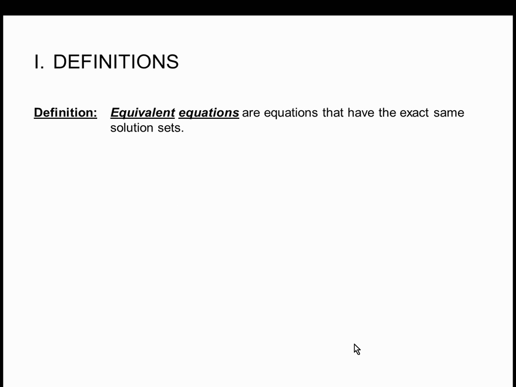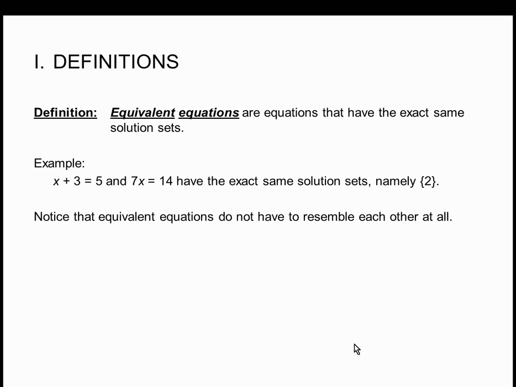Definition. Equivalent equations are equations that have the exact same solution sets. Now, equivalent equations don't have to be equal, but of course if the equations are equal, they will have the same solution sets. As an example, x plus 3 equals 5 and 7x equals 14 have the exact same solution sets, namely the set that contains 2. So these are equivalent equations, but they really don't look anything alike.